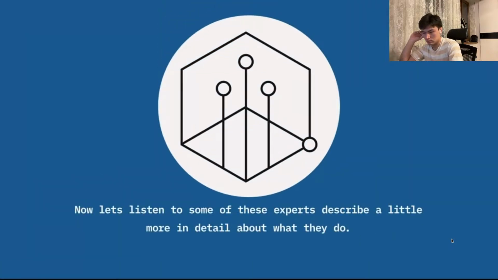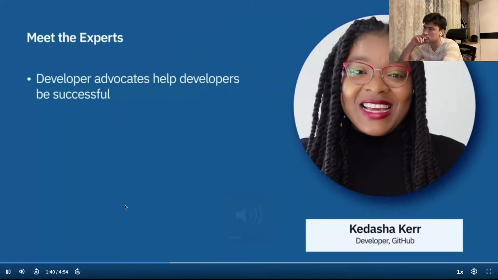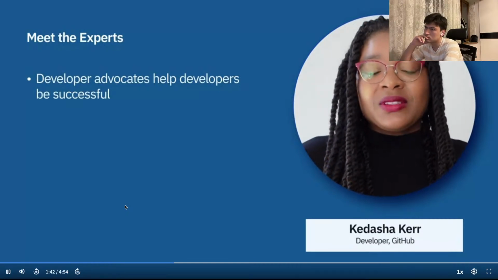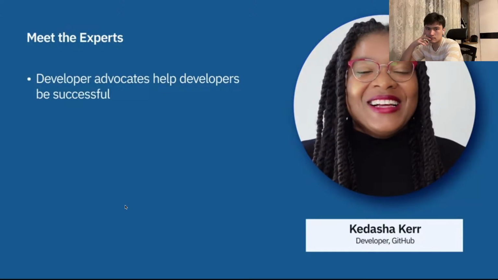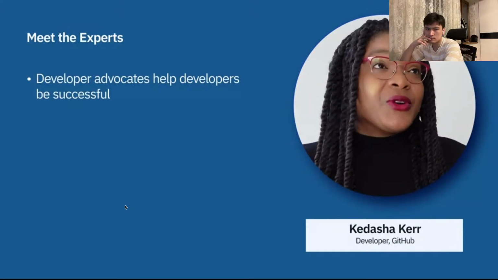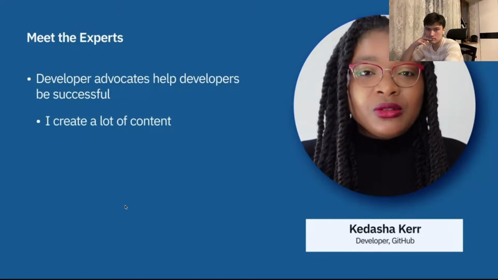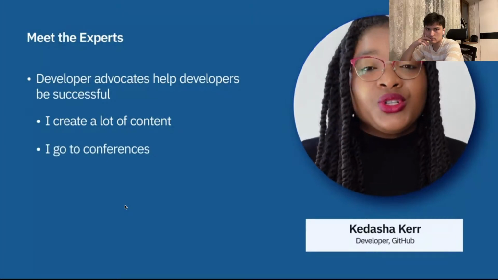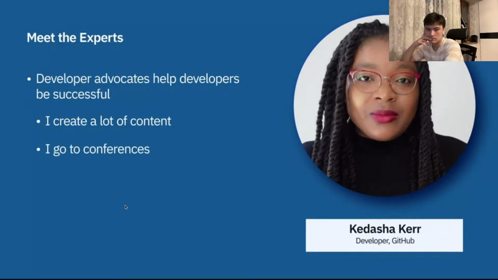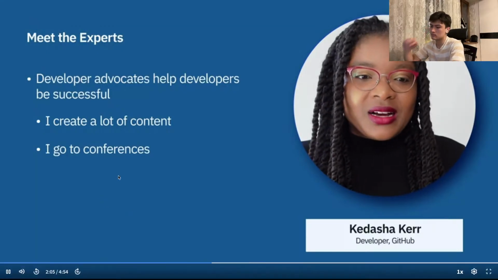Now let's listen to some of these experts describe a little more in detail about what they do. Yes, so a developer advocate is a software engineer who enables developers to be successful with a product. That was a mouthful, so essentially what that means is, for example, at GitHub, I create a lot of content. So I will do blog posts, workshops, go to conferences to speak about GitHub, the product. I'll also showcase developers in the open source community and give publicity to the projects that they're working on.